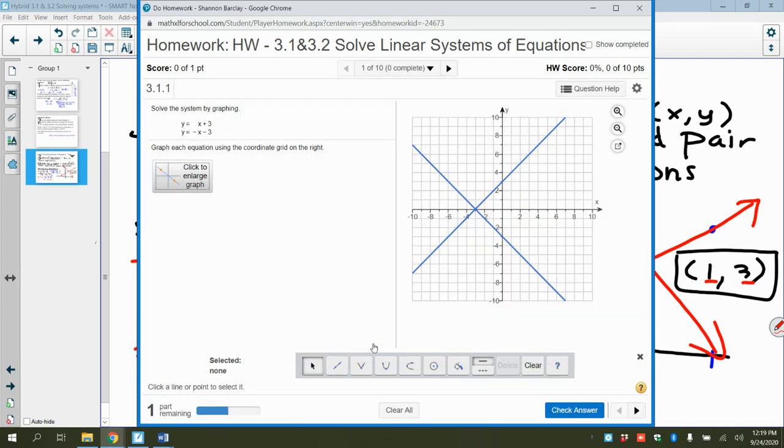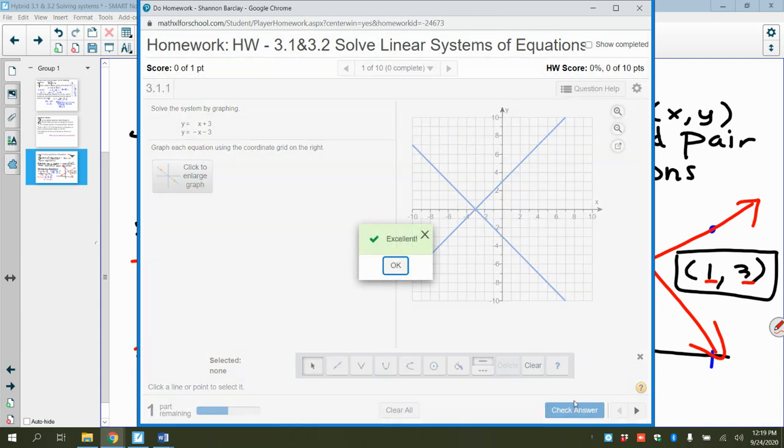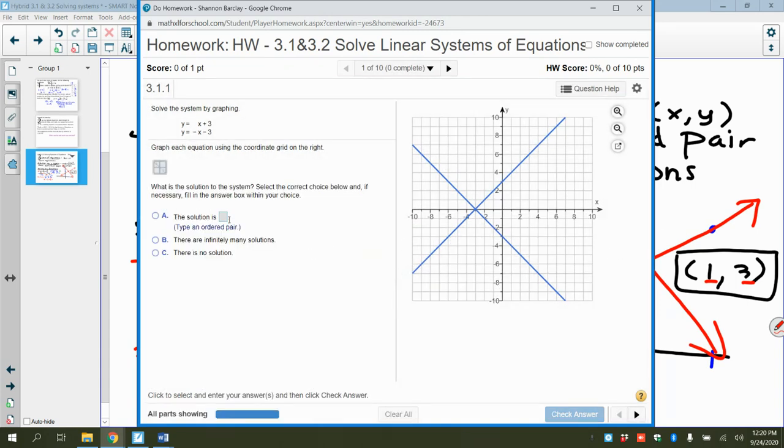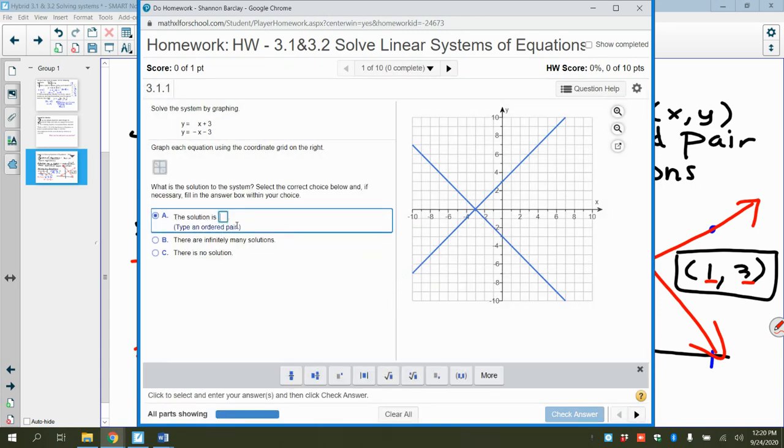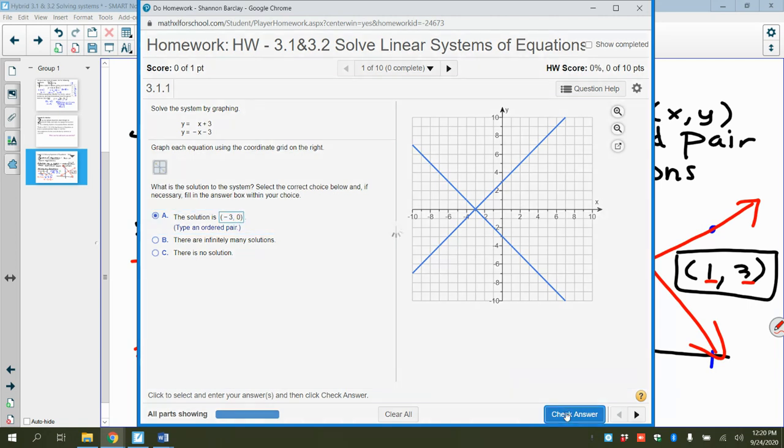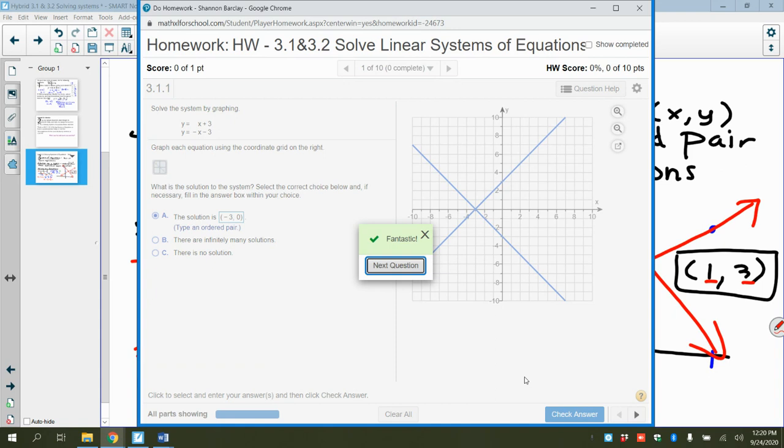Great. Save. Let's see if I have it lined up good enough. Excellent. All right, so then I put my ordered pair right here for my solution. I need to put parentheses. So this is negative 3, 0. Oops. Check my answer. Okay, so make sure you set these 2 points that would be on your line, and then do each line, check it, and type your ordered pair with parentheses. Okay?